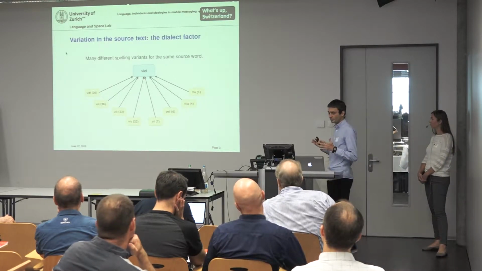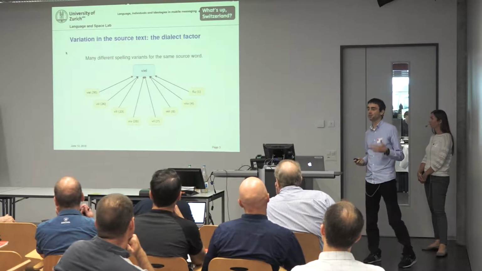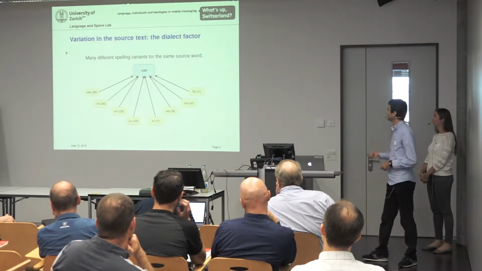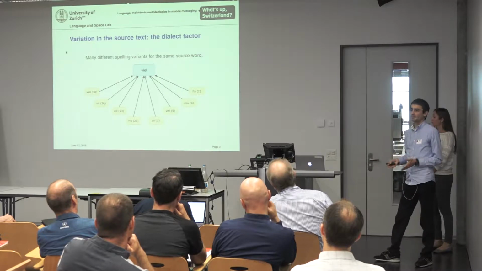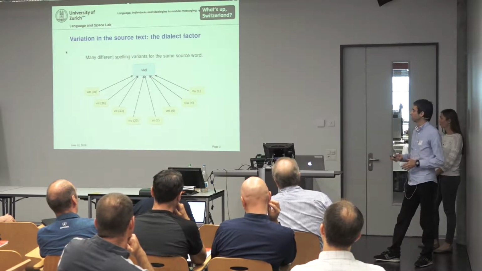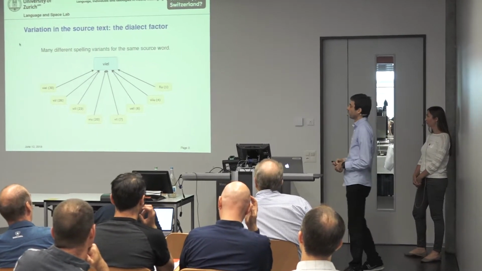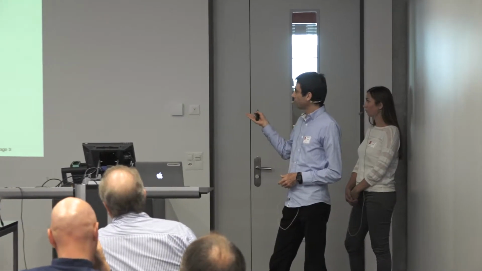So, we identified several factors that contribute to the high degree of variation in the source text. The first factor is the so-called dialect factor, which is due to the fact that Swiss German is a dialect, or maybe I should say a family of dialects, with a lot of regional variation, and it doesn't have an orthographic standard. As a consequence, the same word may be written in many different ways, and this is just an example from the corpus that we have used to train our models.